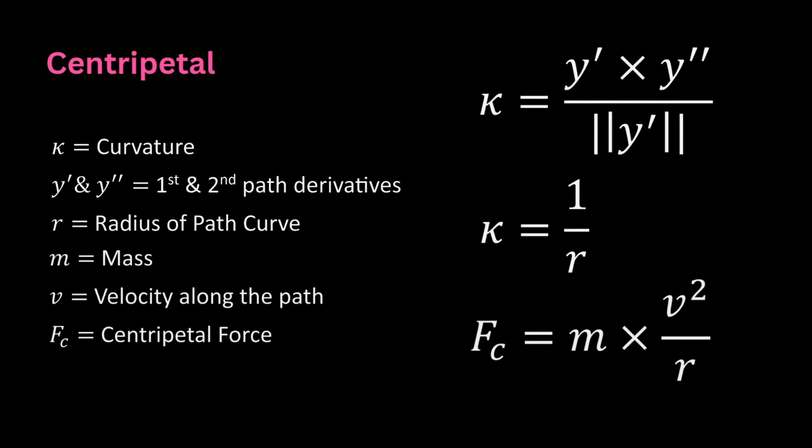Moving into the centripetal force correction, how it works is we're able to calculate the curvature of the Bezier curve with the first and second derivatives, and use that curvature to find the radius, because they're inversely related. With that radius, we can then use the centripetal force formula, along with the velocity along the path and the mass of the robot, to be able to calculate the centripetal force the follower needs to take.